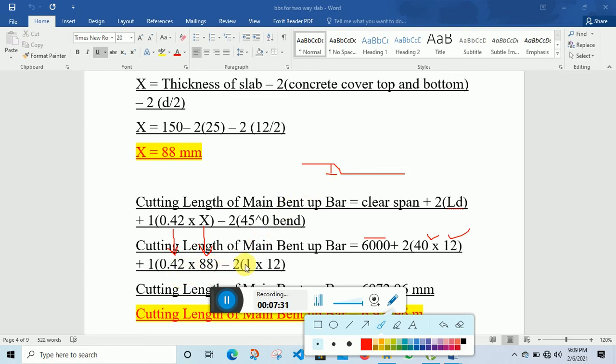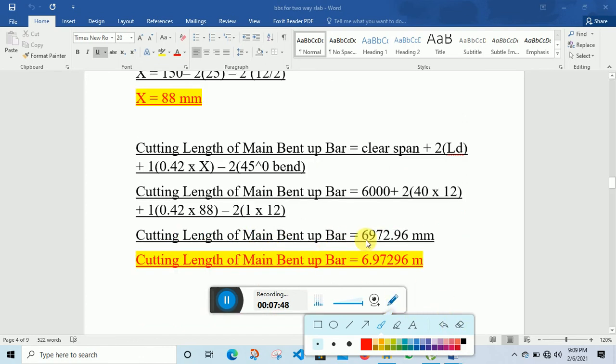Now I have to deduct 2 into 1 multiplied by d. We have a 45 angle here and also a 45 angle here. Therefore we have 2, and 1 multiplied by d is the deduction for each 45 angle bend. When I simplify all these, I will get 6972.96 millimeter. When I divide this by 1000, I will get 6.97296 meter.